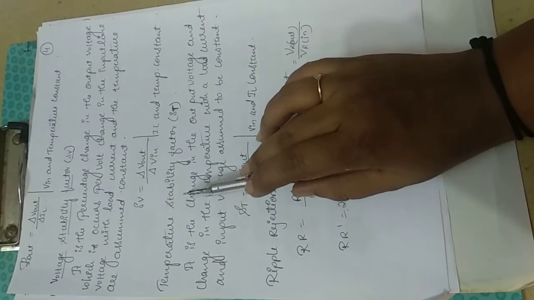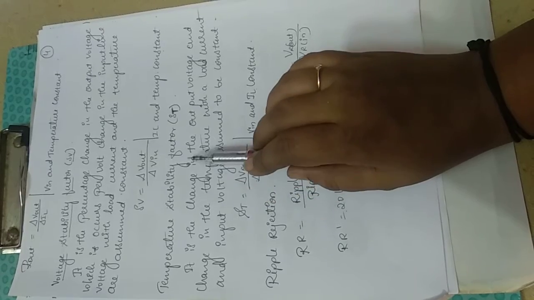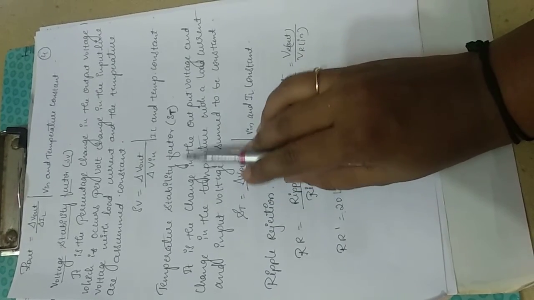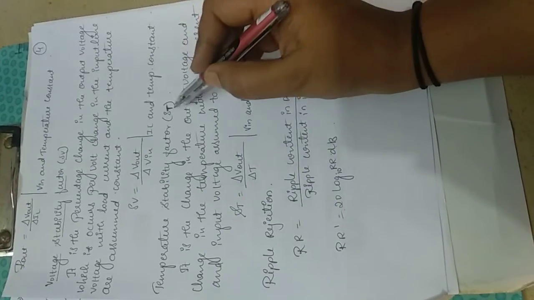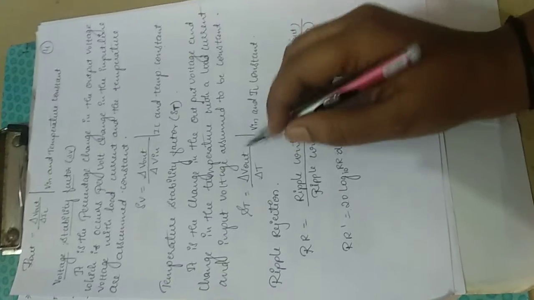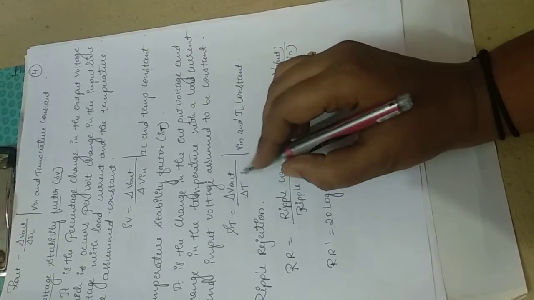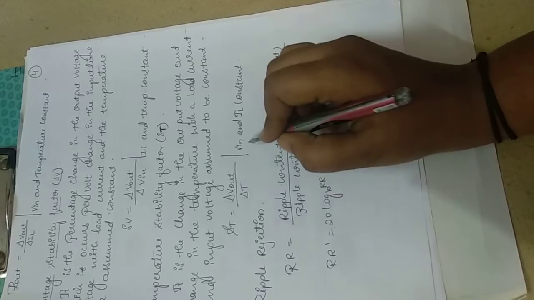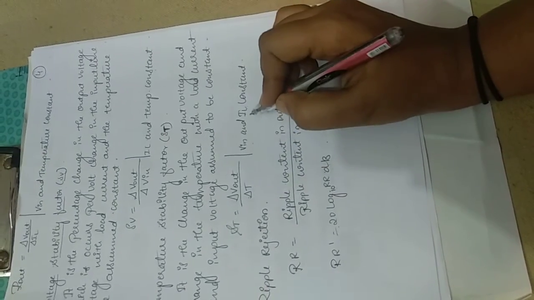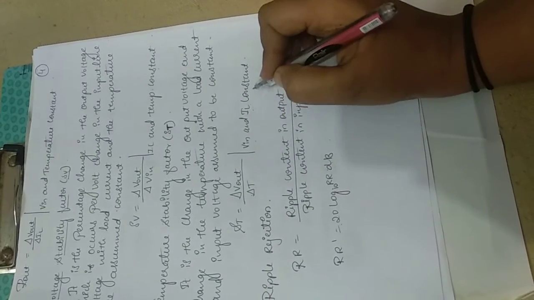Next, we have to stabilize the temperature. That is the temperature stability factor, denoted as ST. ST is equal to the change in the output voltage to the change in the temperature, assuming the input voltage and load current constant.